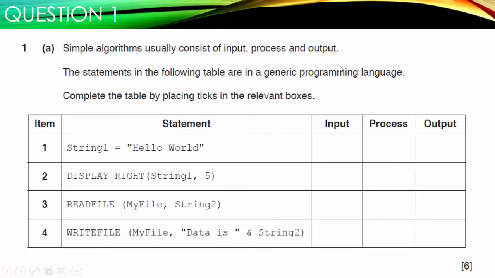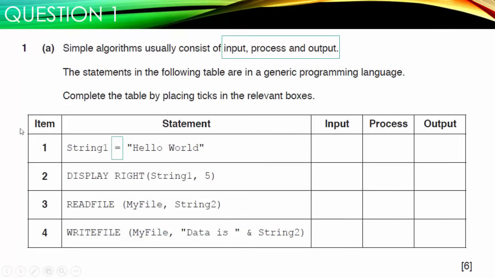Another way they may ask you is, what are the 3 stages of designing an algorithm? Well, that is input, process, and output. So this one's worth 6 marks. So pretty easy to pick up 6 marks, almost 10% of the total score in the very first question. So we have string 1 equals hello world. So we're looking to see, are these 4 items input, process, or output?